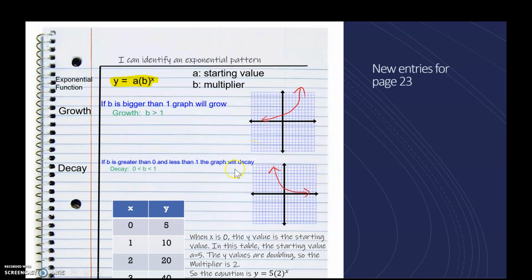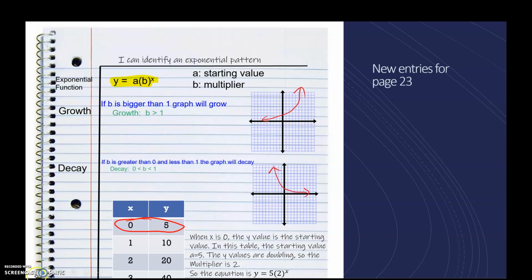All right, now, down here I got a table, and it's 0 through 3, and we can see the numbers for the y values. They are multiplying by 2. It's doubling, 5, 10, 20, 40. So since it's doubling, that tells us that the multiplier is 2, which goes into the B position. And the starting value is always the y-intercept, not x-intercept. And that's this one right here, where your x value is 0. That's always the starting value, so it'll be 5.